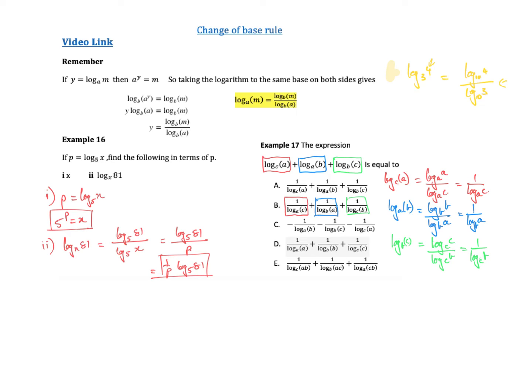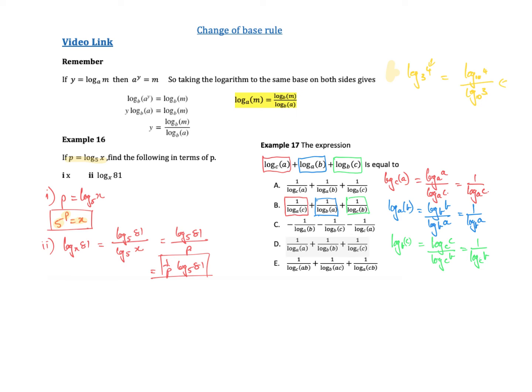So if we just make use of that transformation knowledge, all right, first one here says if P is equal to log base 5 of X, find the following in terms of P. So I need to find out what X is. If I just use my normal log transformation, if P is equal to log base 5 of X, 5 to the power of P is going to be equal to X. And so there's my expression, X is equal to 5 to the power of P.